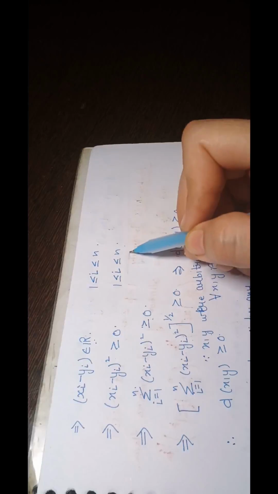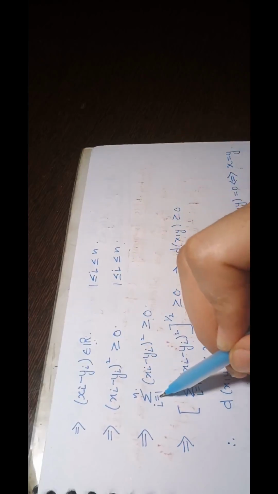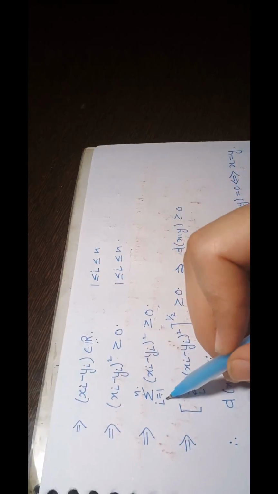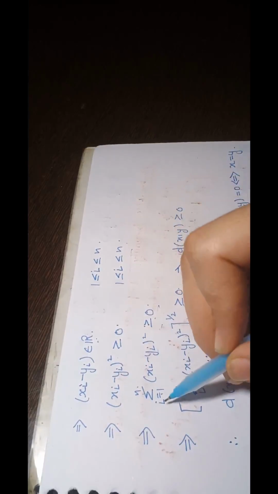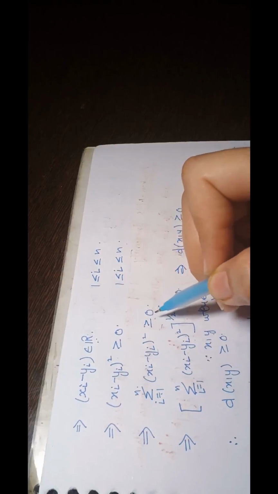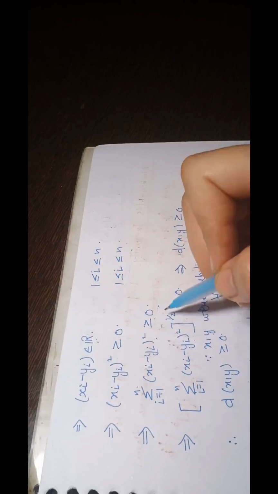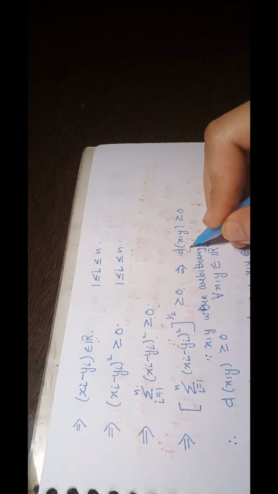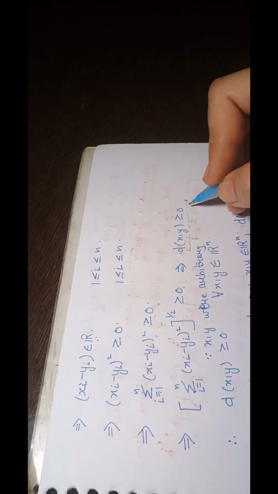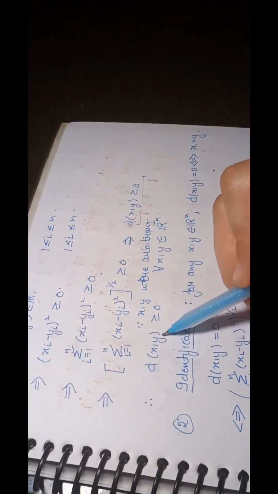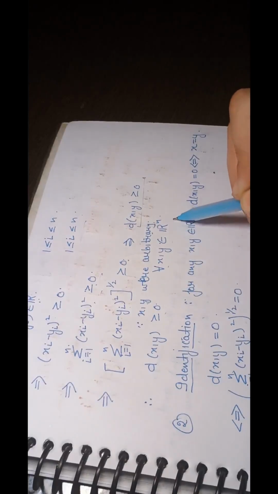Since all of these terms are non-negative, that means their sum is also non-negative. This is what I have written, that the sum of xi minus yi square, where i is running from 1 to n, is also non-negative. Since this is non-negative and the square root of any non-negative term is also non-negative, therefore d of xy is non-negative. Since x and y were chosen arbitrarily, therefore d of xy is non-negative for every x and y belonging to Rn.